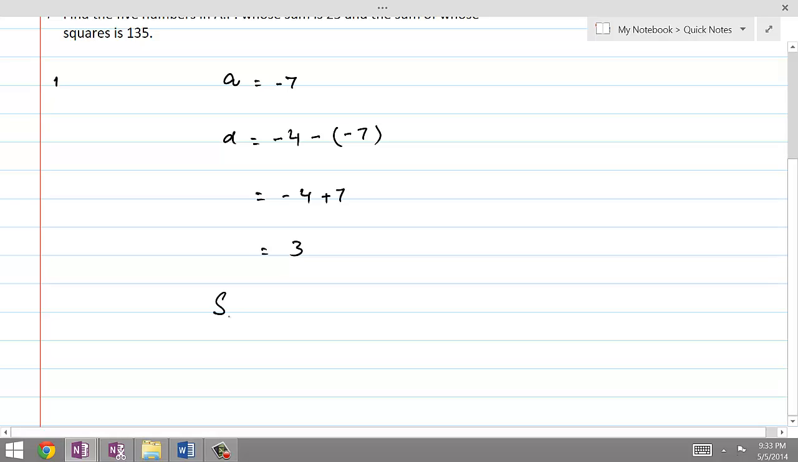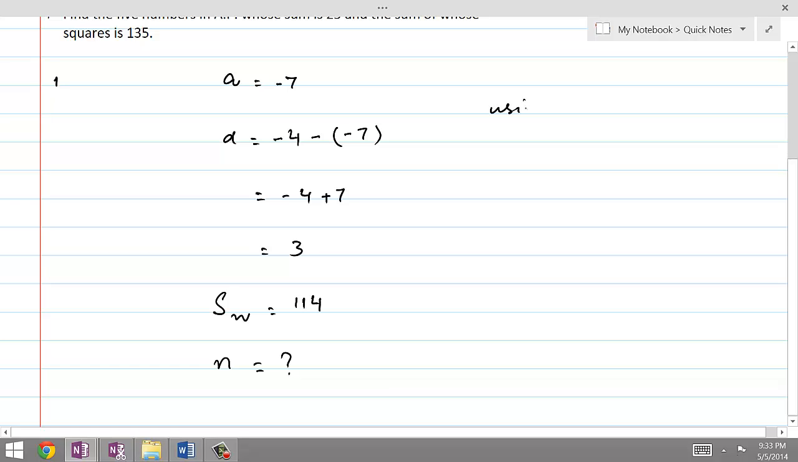Sn is also given, the sum of n terms, that is 114. What we are required to find is the number of terms, so n is required. If we look at a, d, Sn and n, the formula that comes to mind for an arithmetic series is Sn is equal to n by 2 times (2a plus (n minus 1) into d).